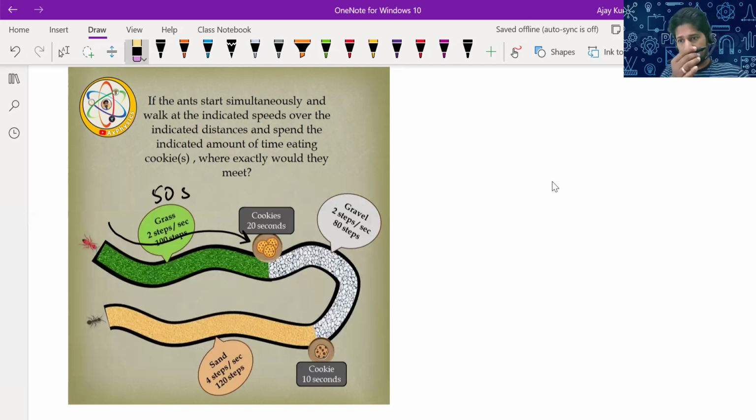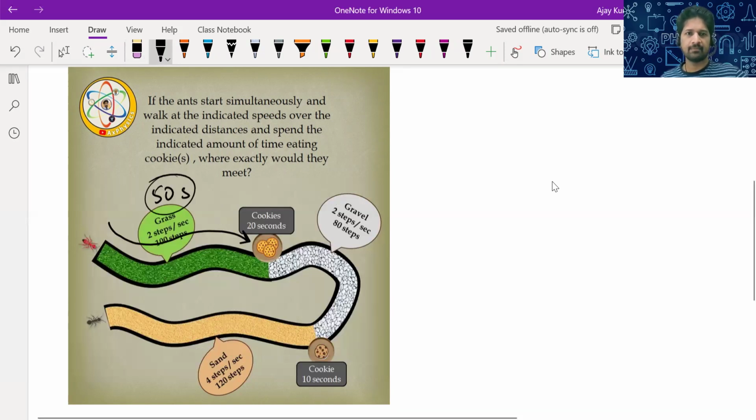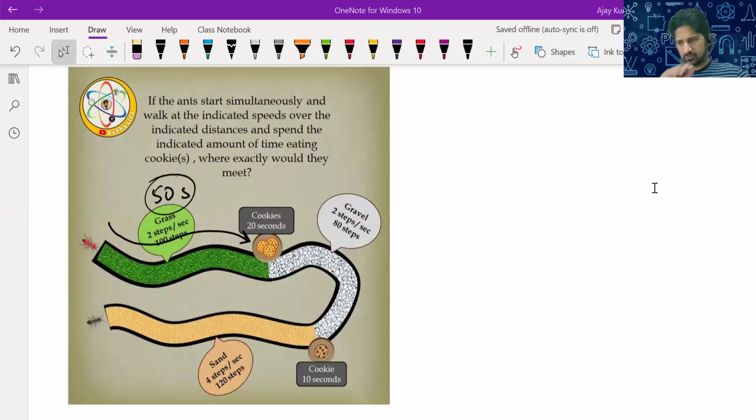We will assume the red ant completes the movement through grass and find out how much time it takes for that. That is 50 seconds. Okay, Venla, what did you do next? So then I assume the time taken by the red ant on the gravel as X. Okay, so you are continuing only from one side, but what is the guarantee that it will step into gravel? Why did you go to that step?